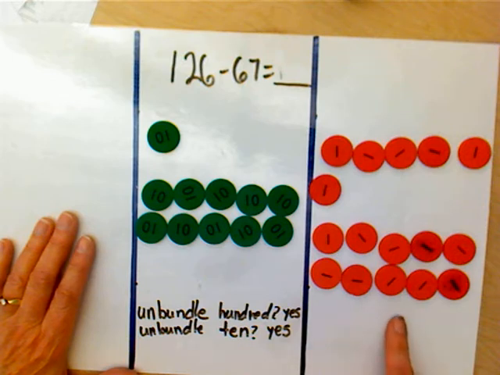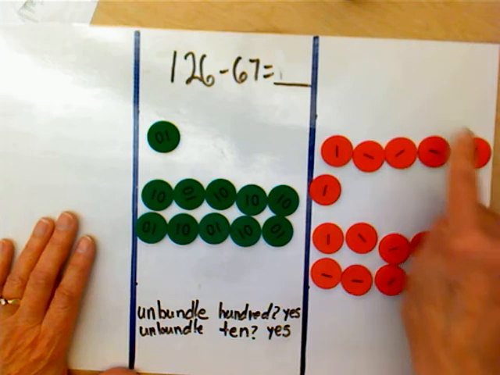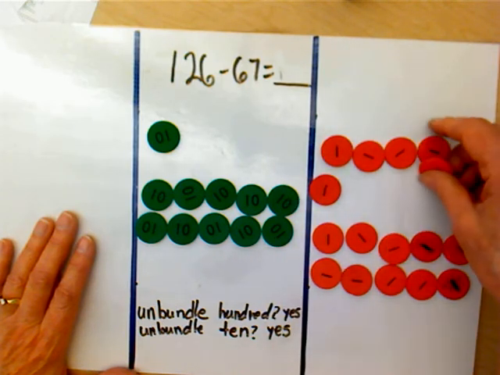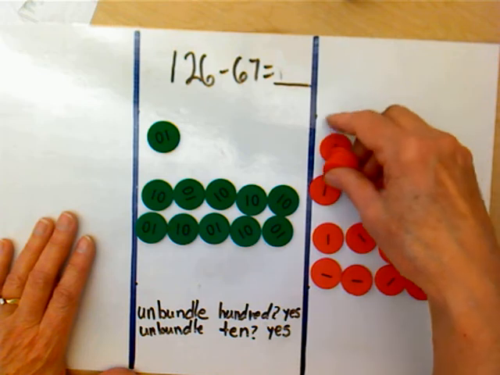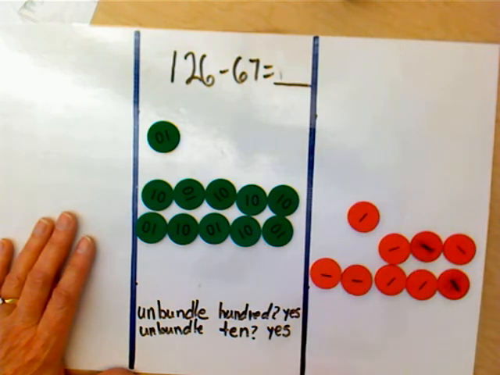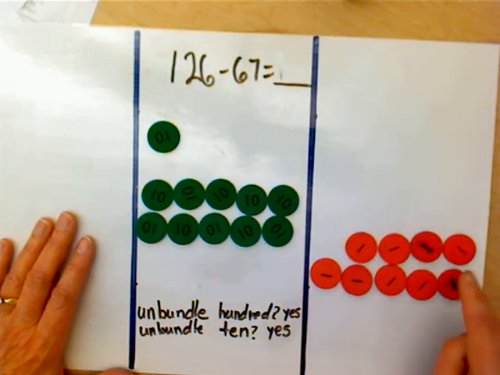Coming back to our ones, I'm seeing that I have 7 ones. I'm now going to take those 7 ones away from 16 ones. 1, 2, 3, 4, 5, 6, 7. So I've got that. And let's see, what did that leave me? Hang on here just a second.